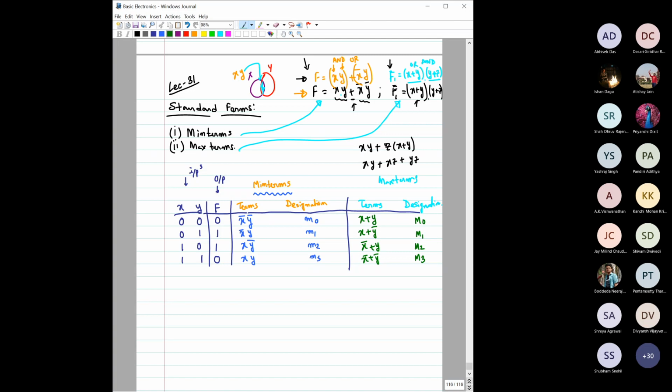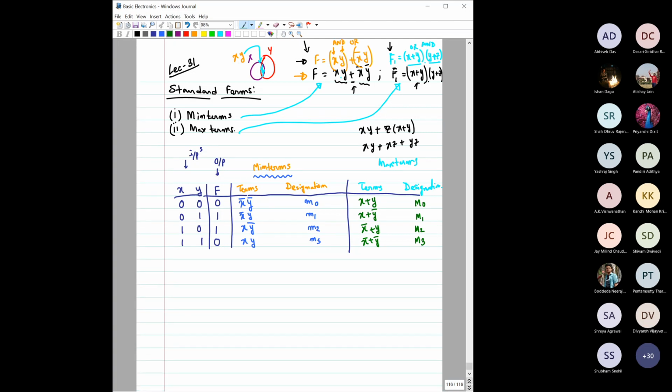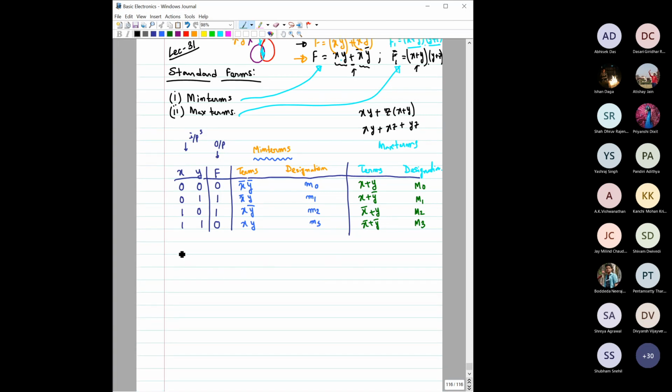Fine. Okay, let's do a couple of things, then you will understand it in a much better way. For example, let's write this function f in terms of min terms. So f is what? You see this f is 0, so you should not consider the first combination. f is 1 for this 0, 1 combination. So when the combination is 0, 1, take this term. The term is x bar y.